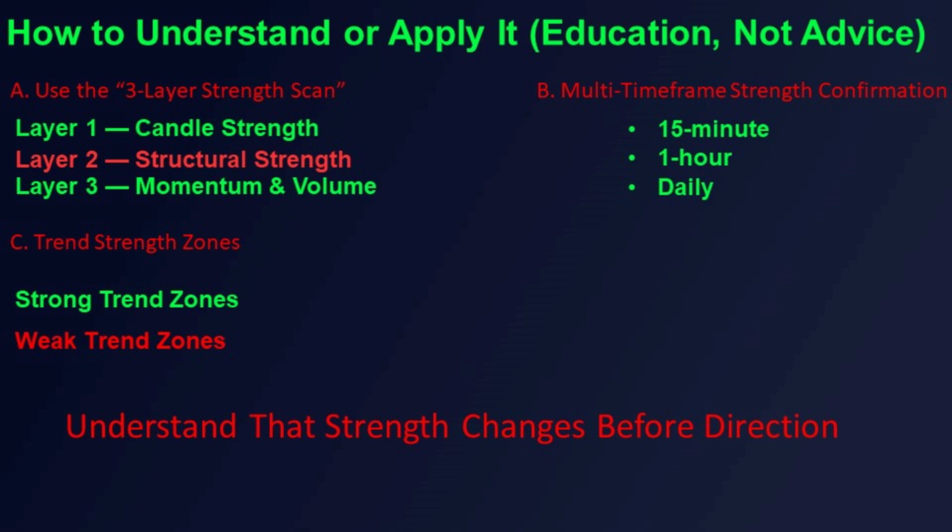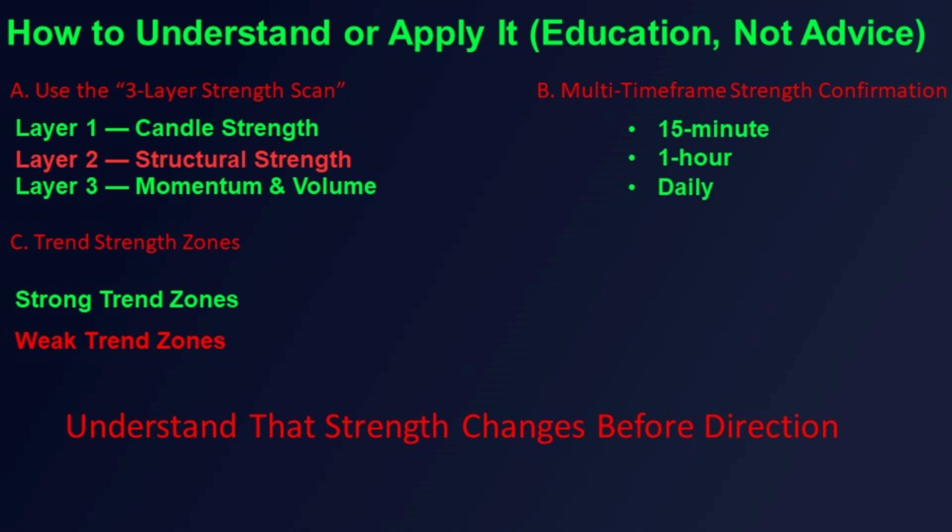Layer 1: candle strength. Ask: are candles large or small? Are closes clean or messy? Are wicks increasing? Increasing wicks equal weakening trend. Layer 2: structural strength. Check: higher highs and higher lows. Is the trend line clean? Are support zones respected? If structure breaks, strength breaks.